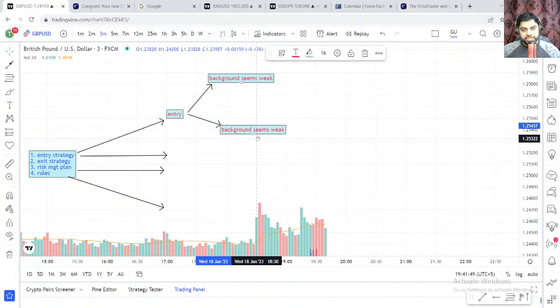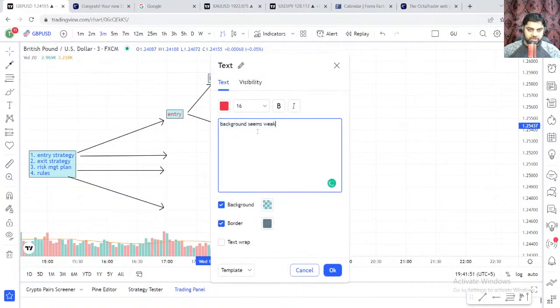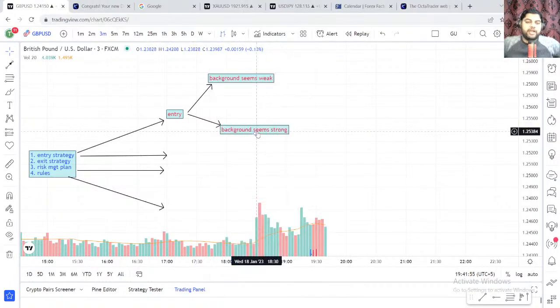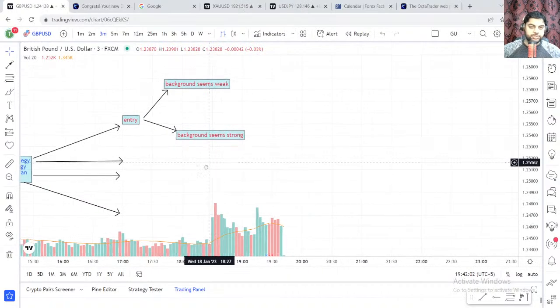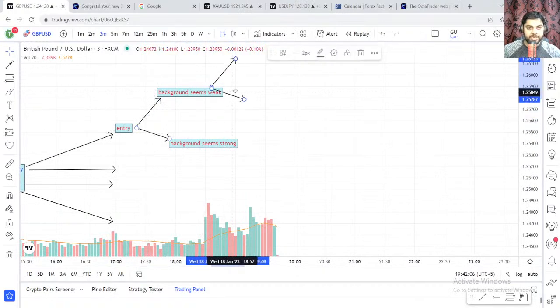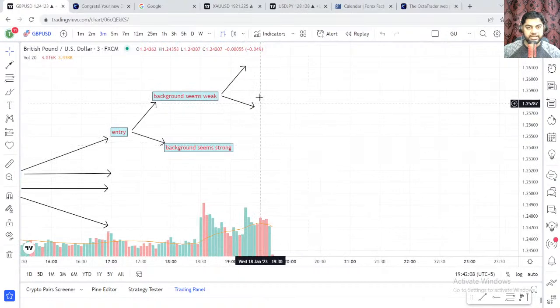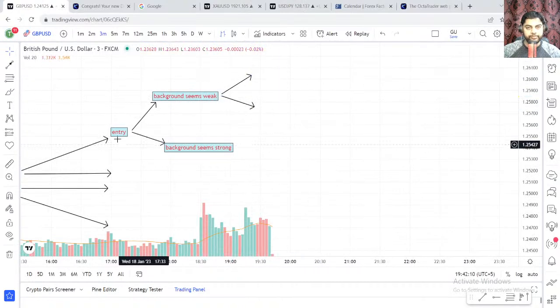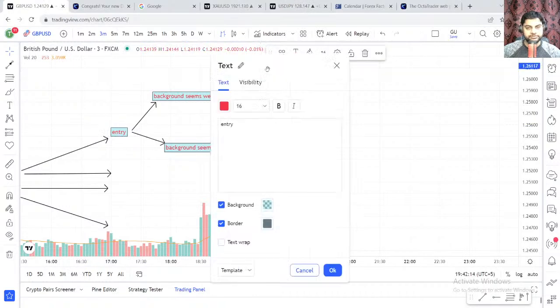And the other one is background seems strong. Very, very simple, isn't it? So if the background is weak, you will do one thing. If the background is strong, you will do something else. So then what do you do? Okay, if the background is weak, you will look for these things. What things? You will look for upthrust.